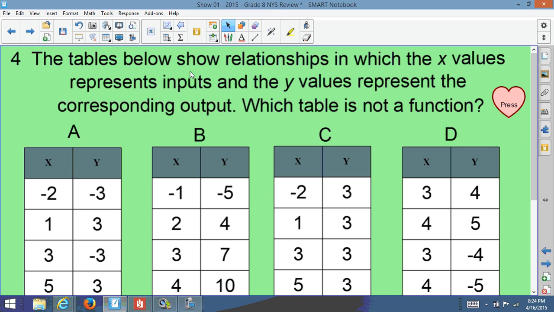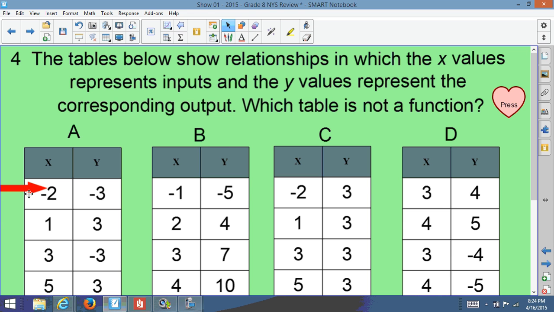The tables below show the relationship in which x values represent inputs and y values represent corresponding outputs. Which table is not a function? So if you remember about functions, the function's rule is in order to have a function, the x values cannot repeat and give you a different output y value.